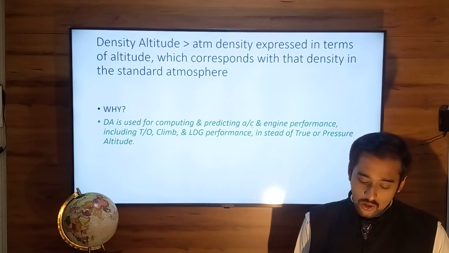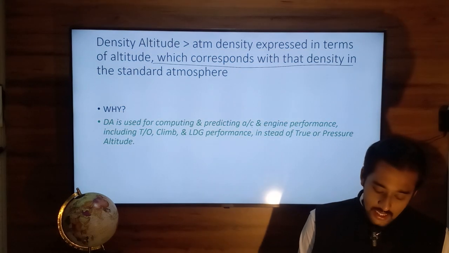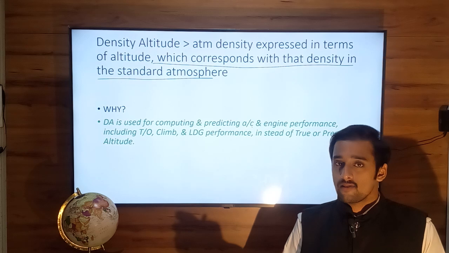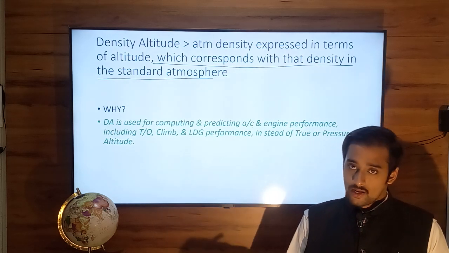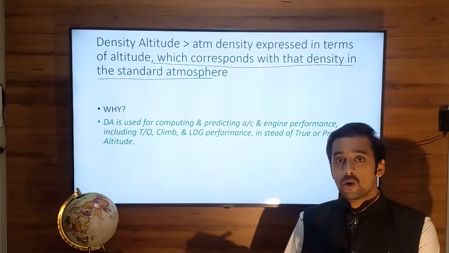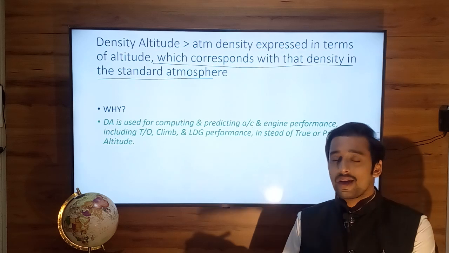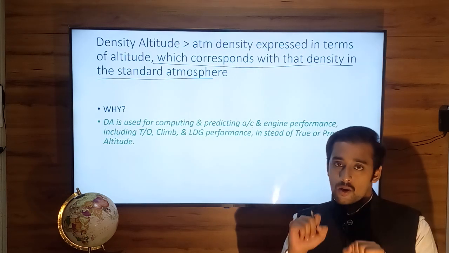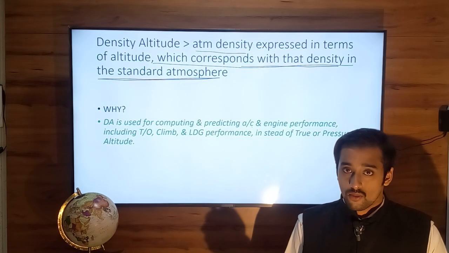So what is density altitude? It is atmospheric density expressed in terms of altitude. This is the altitude in ISA which corresponds with that density in the standard atmosphere. Let's say previously we saw that the density at 50% of sea level density is found at what level in ISA? It is found at 20,000 feet. So that is the meaning of this definition. Half of mean sea level density equals 20,000 feet.